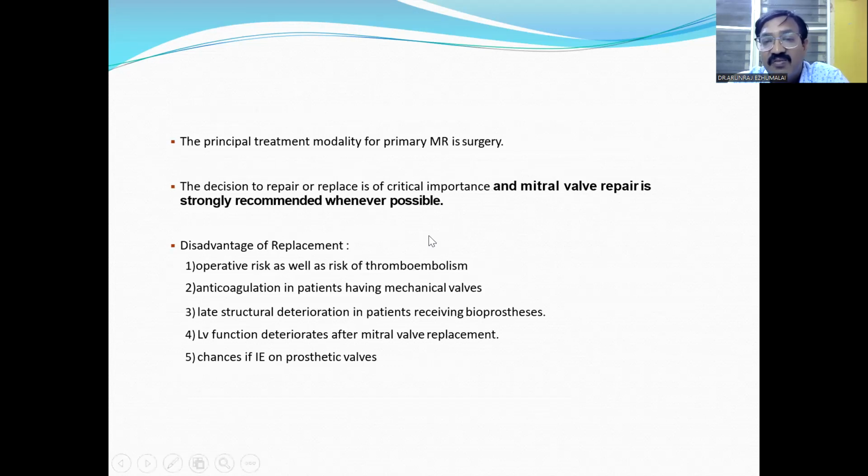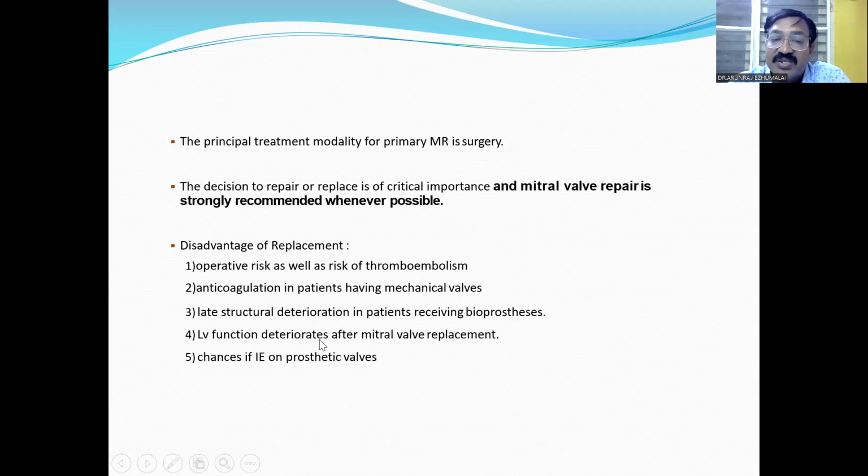But when you give mitral valve replacement, what is the risk? We have to give lifelong anticoagulants because of thromboembolism, as I already told in mitral stenosis: anticoagulants in patients having mechanical valves. Late structural deterioration occurs in patients receiving bioprostheses. So what happens then? When you use the bioprosthetic valve, it may fail. Because of more and more calcium deposition, the structural deterioration may lead to failure, and the patient may need a second surgery.